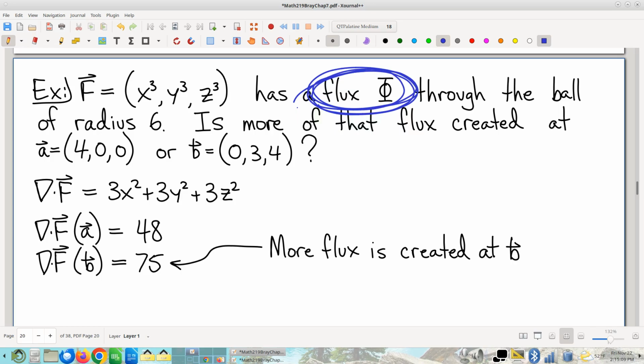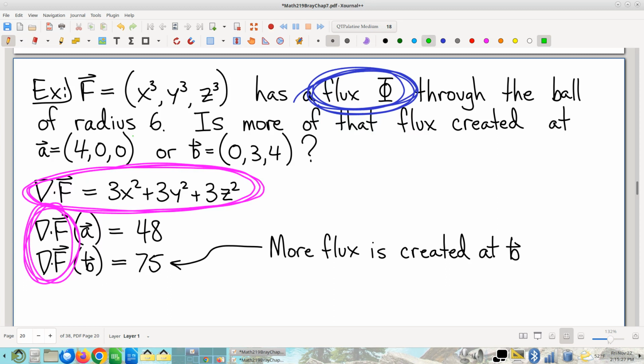Where's that flux coming from? Where in the interior is that coming from? And same deal. If you want to know where the flux is coming from, you look at flux density, namely divergence. And you take that flux density and you evaluate it at your 2 points that you're interested in comparing. And then you just see. If you want to know where there's more flux happening, well, this number is bigger than that number. So the flux density is bigger at B than it is at A. That means there's more flux happening at B because there's more flux density at B. Cool.